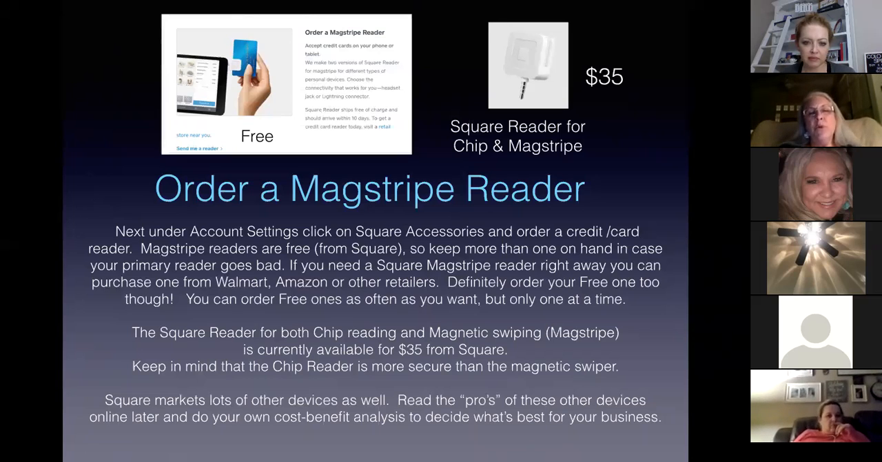The Square reader for both chip reading and magnetic swiping is currently available. This is something new. It's available for $35, and that's what you're looking at up in the right-hand corner. That is a Square reader for chip and mag stripe. I have ordered that. I'm on the bubble about how well it works. Trying to get used to it. Let's put it that way. They have the bigger chip readers too. Yes, they do.